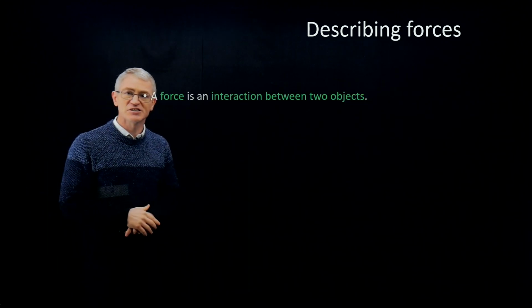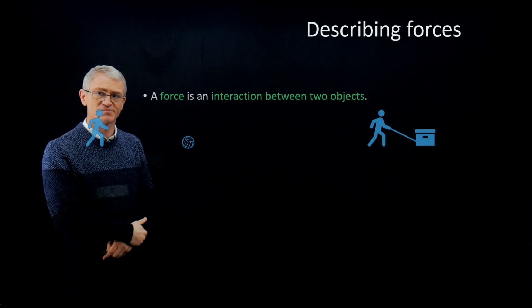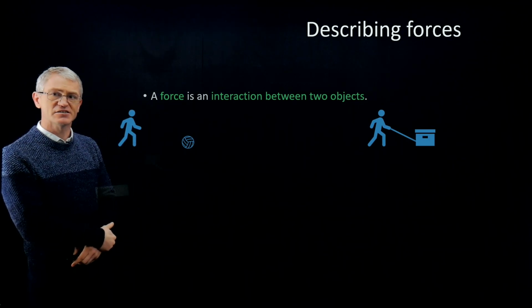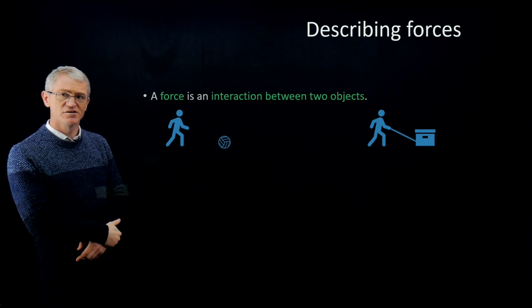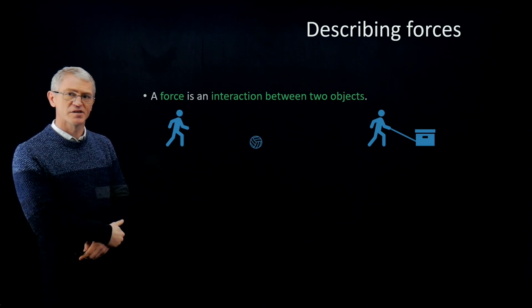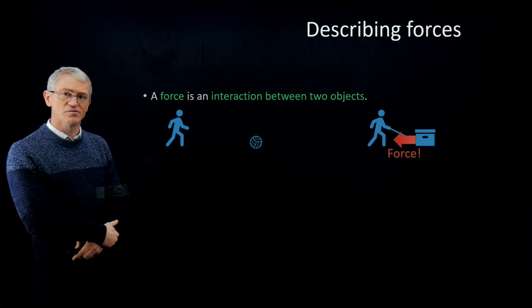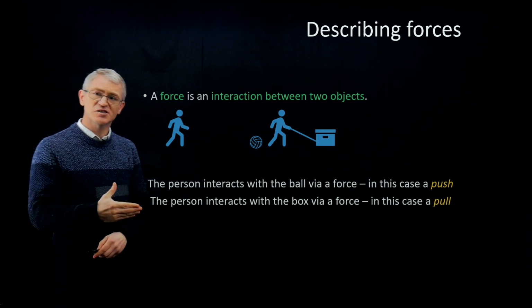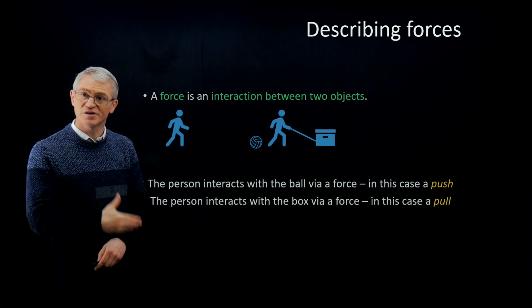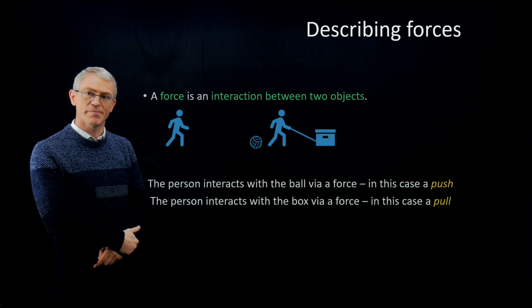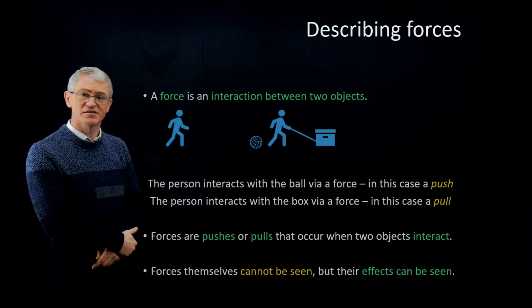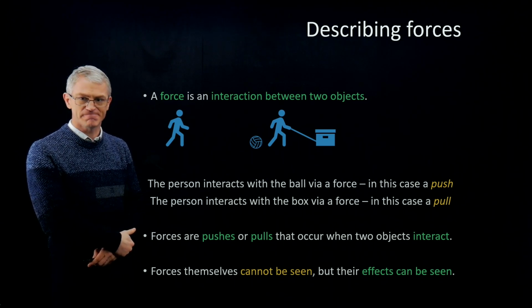Now, force is an interaction between two objects. So let's have a look at these two objects here, this lovely man right here. Okay, and let's look. Well, there's an interaction. A force is pushing the ball on. Okay, and let's have a look at the other one. The force is happening there, and you're pulling the box. So forces can be split into two types, a push and a pull. That's two ways of categorizing them. Now, pushes and pulls occur when the two objects interact, and you can't see the forces essentially, but the effects of them can be seen.